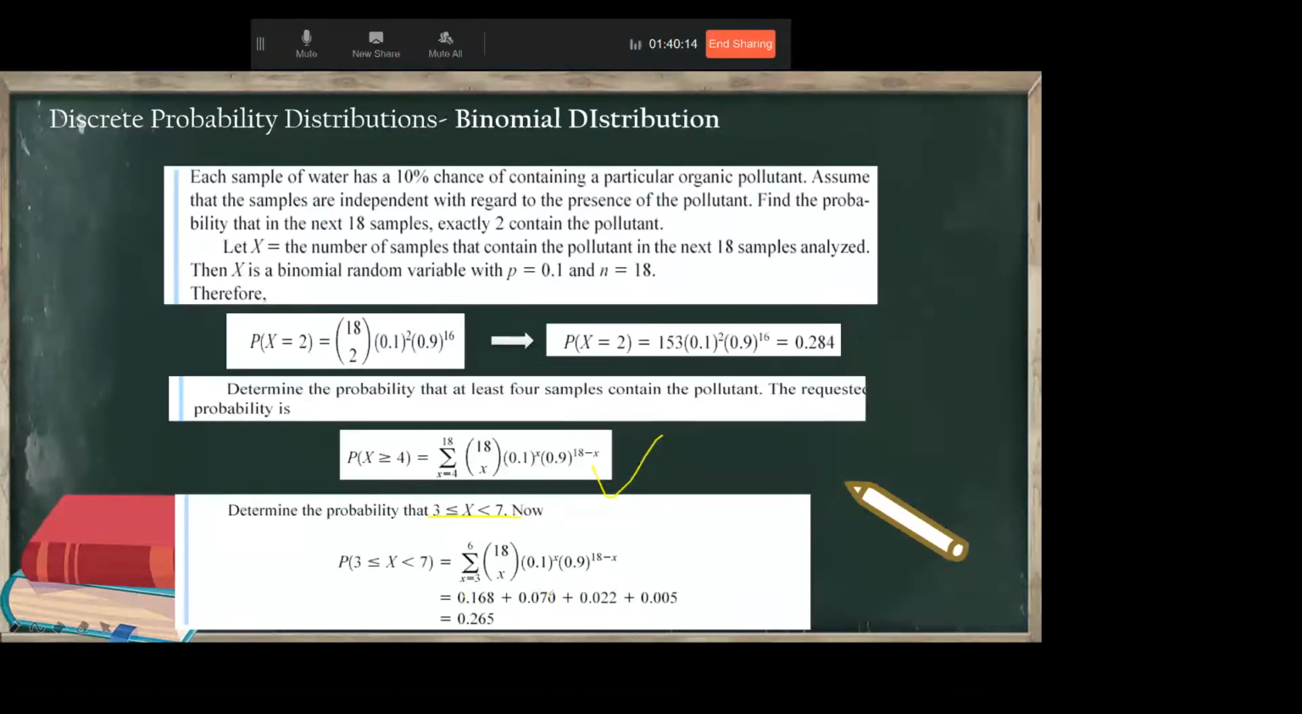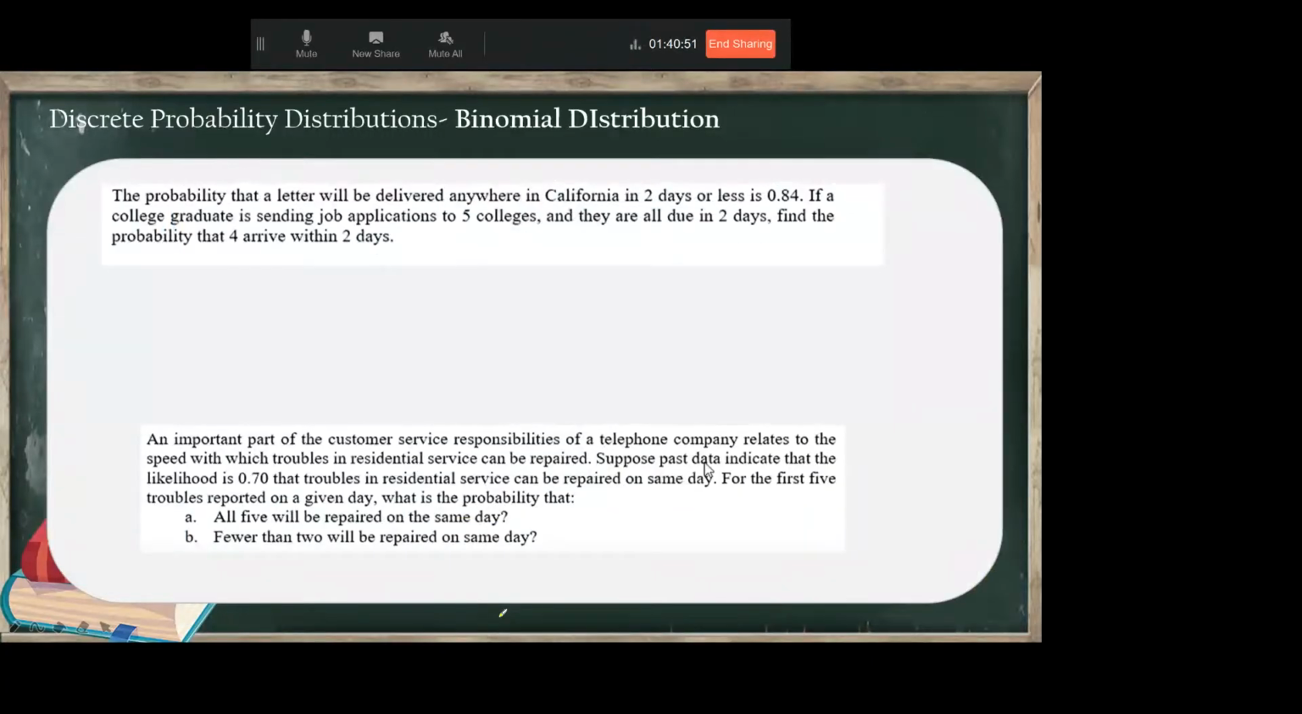Or you can simply do probability of x equal to 3 plus probability of x equal to 4 plus 5 plus 6. You can add up the different probabilities, or you can just use this formula, which is 18 times 0.168, where x is 3 and the sum goes up to 6. First you put 3, then 4. This is the probability of x equal to 3, this is the probability of x equals 4, this is x equal to 5, this is x equals 6. And you get a 26% chance. So that's how you define the probability.